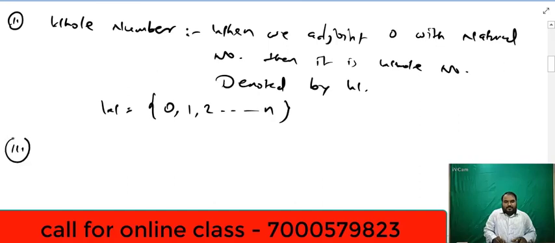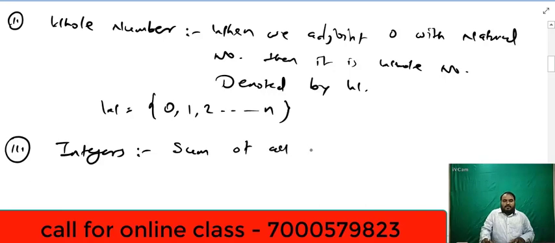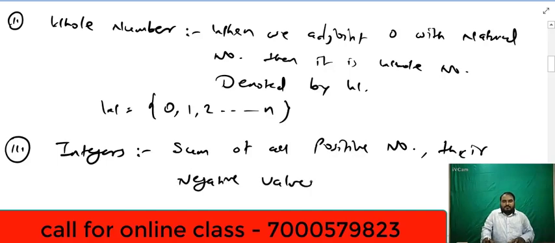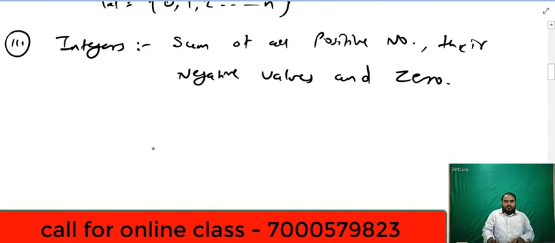Then our third point will be integers. Here we will take all the numbers, that is the sum of all positive numbers, their negative values, and 0. What is an integer? That is the sum of all positive numbers, their negative values, and 0. This all will be together called integers.